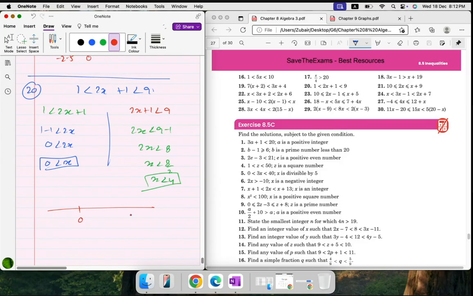So it starts from 0, goes up to 4. 0 is not included, hollow circle. 4 is not included, hollow circle. And it should be exactly above 4 and 0.